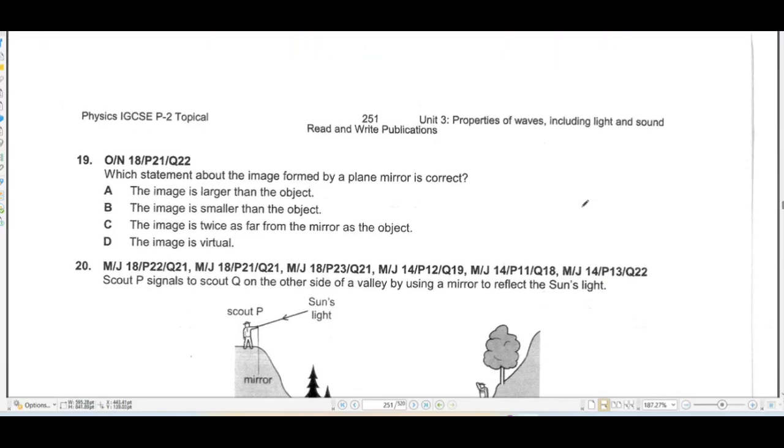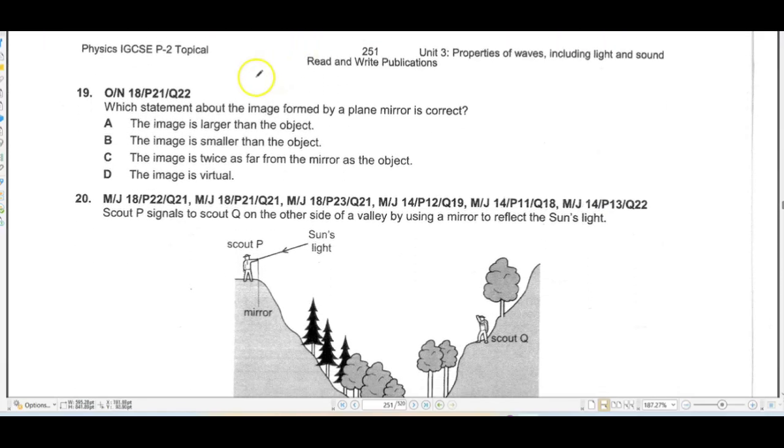Okay, question number 19. Which statement about the image formed by a plane mirror is correct? The image is larger than the object? No, the object size and the image size are the same. The image is smaller than the object? No, this is also not correct. The image is twice as far from the mirror as the object? No, the image is at the same distance from the mirror as the distance of the object from the mirror. The image is virtual? Yes. This is a correct property. So D is our correct option.